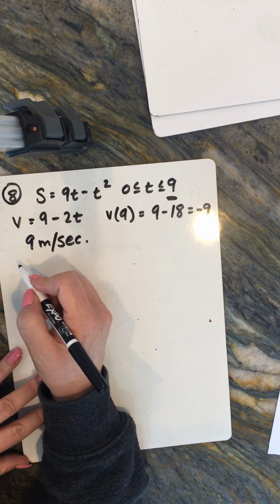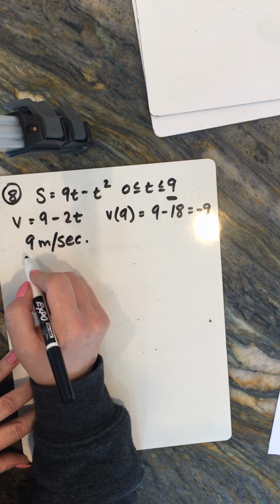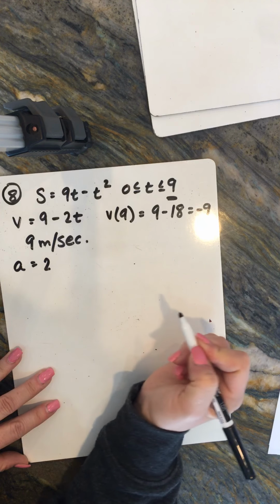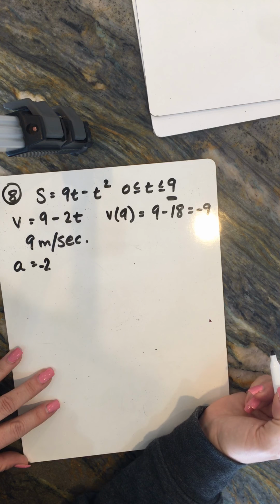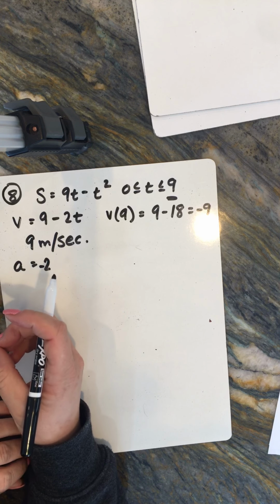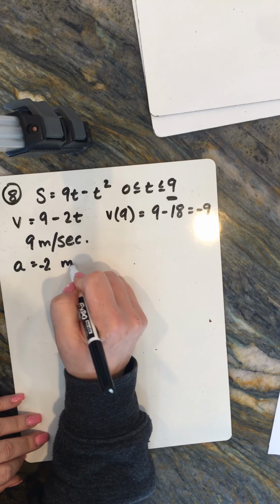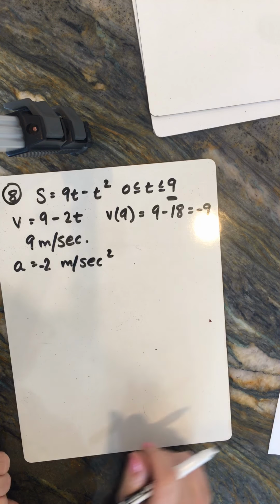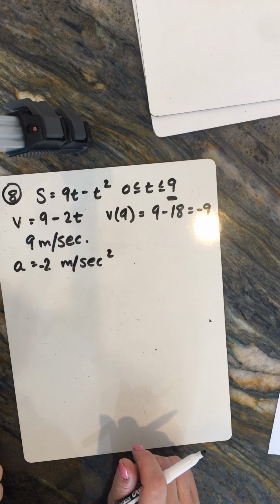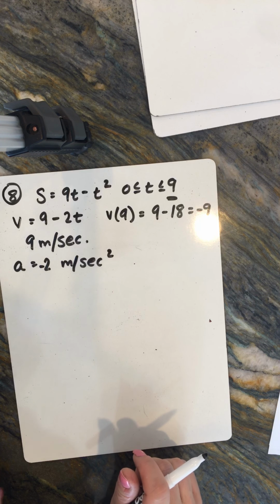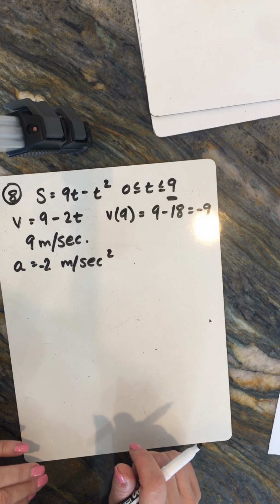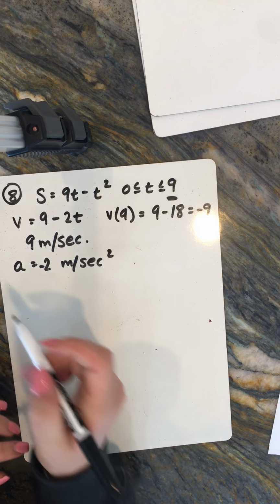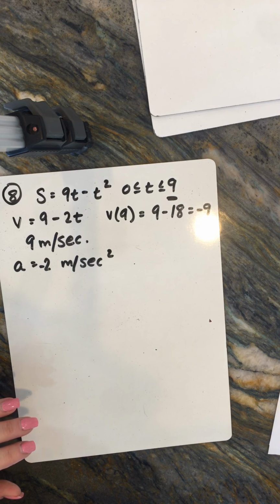And then acceleration, so we need to do the derivative again. Acceleration is negative 2. You're decelerating, and that's in meters per second per second. So that would be choice, what is it? A. So choice A would be the correct choice. That's why it's not C, because it's speed, not velocity.